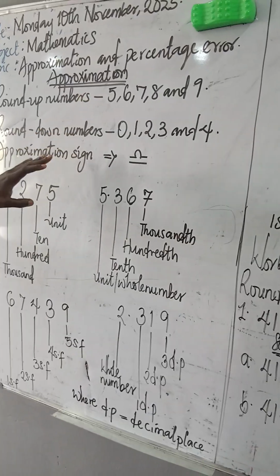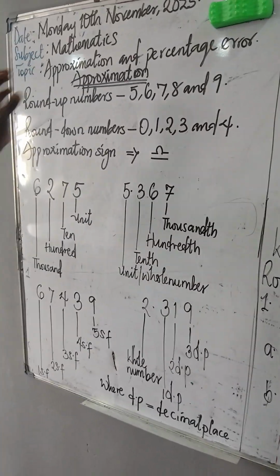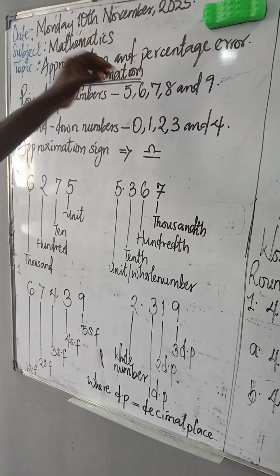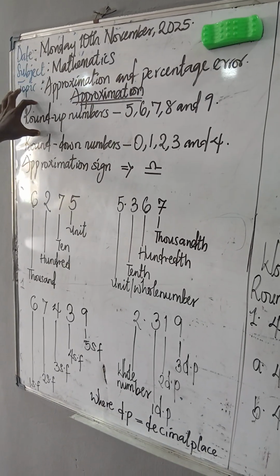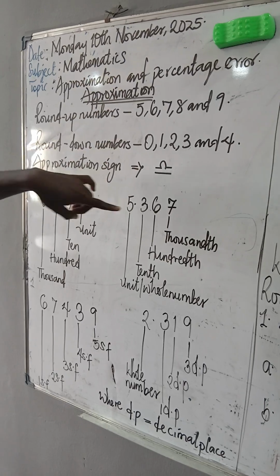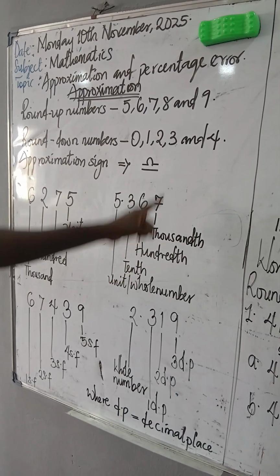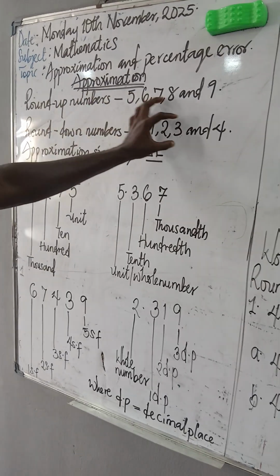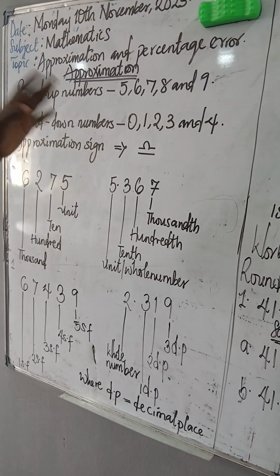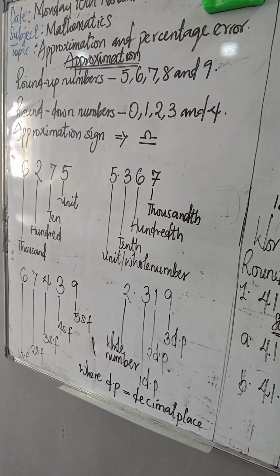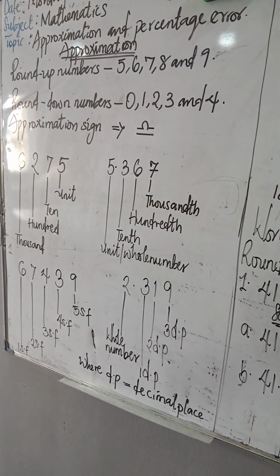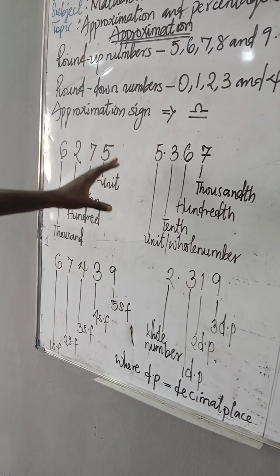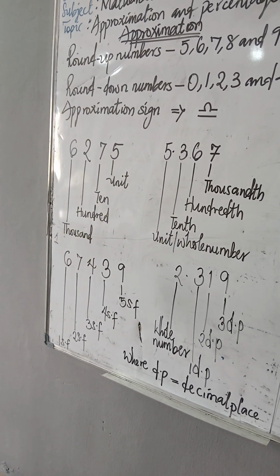We have other signs that you need to know, but today we are just looking at this alone. For rounding up of numbers, each time you have a value that is a round up number, you make it 0 and then add 1 to the value you are rounding off. But if it is a round down number, you make it 0 and the value you are rounding off remains the same.